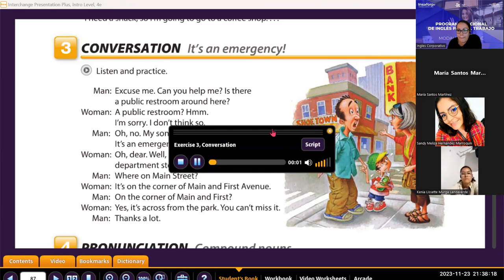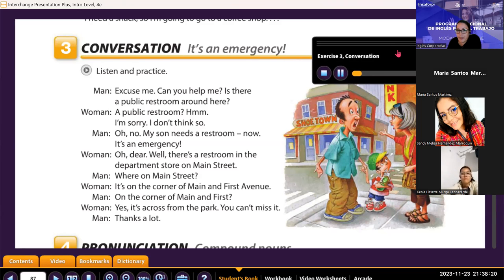Page 87, exercise 3, conversation. It's an emergency. Listen and practice.